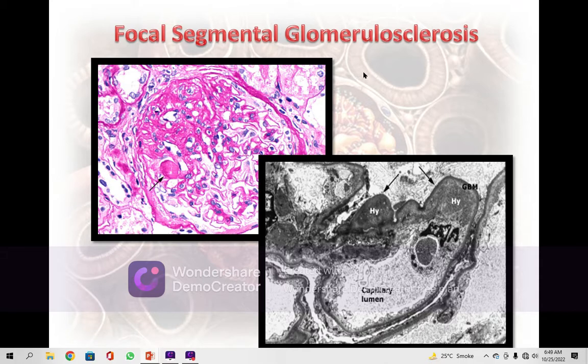Focal and segmental glomerular sclerosis: in different segments, only portions are involved in this condition, and again the basement membrane will be thickened, and sclerotic changes are seen. Fibroblasts are collected in and around this glomerular basement membrane.